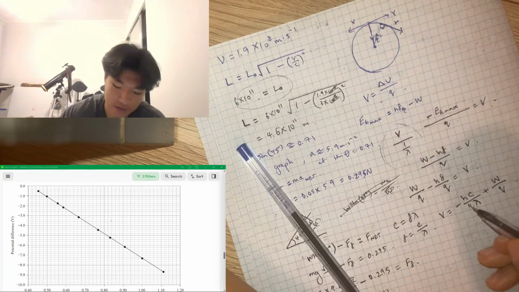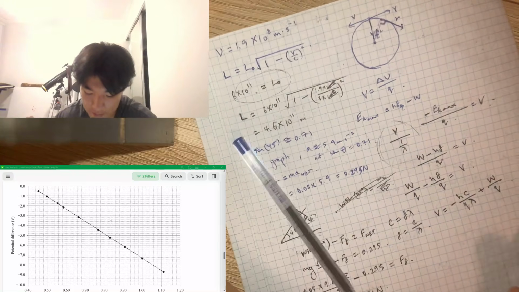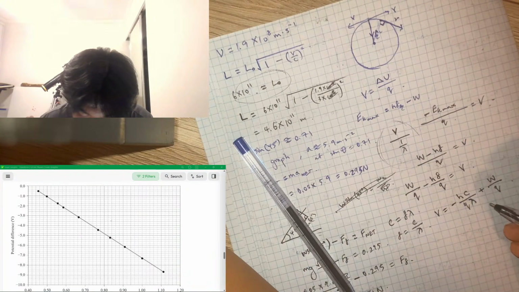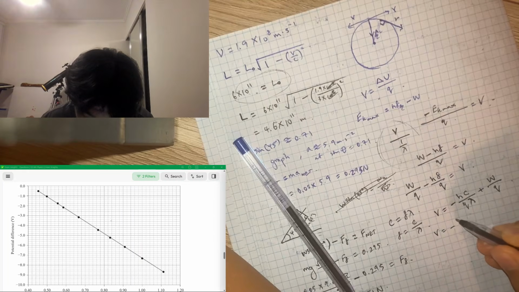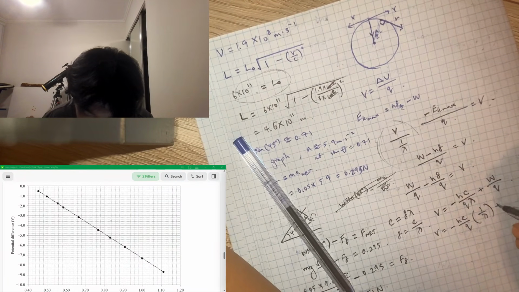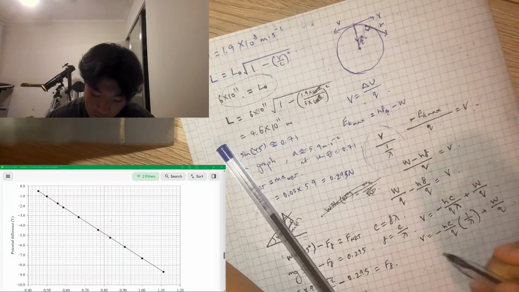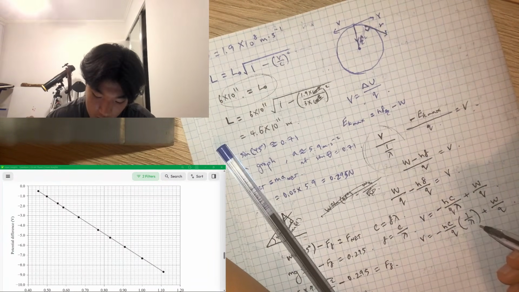We'll continue. If it's the wrong way around, we'll just invert the negative. Okay, so then V equals negative hc over q multiplied by 1 over lambda plus w over q. We have a linear equation. V is y, 1 over lambda is x.